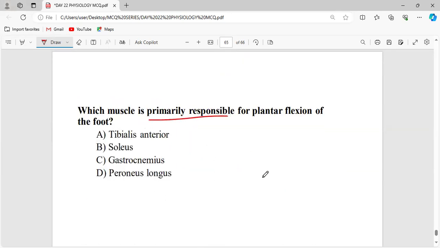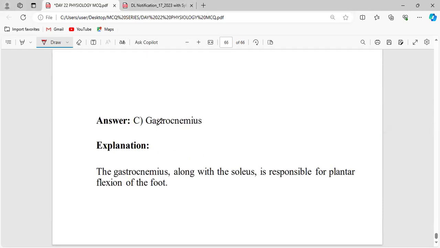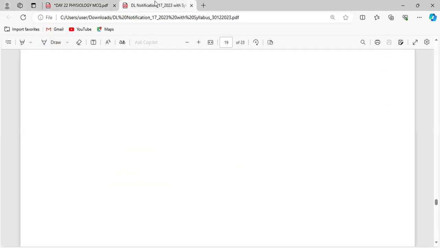Okay, which muscle is primarily responsible for plantar flexion of the foot? And that will be the gastrocnemius. Okay.